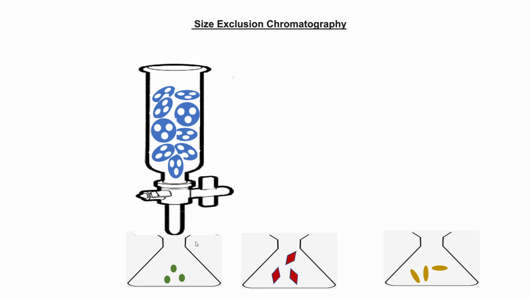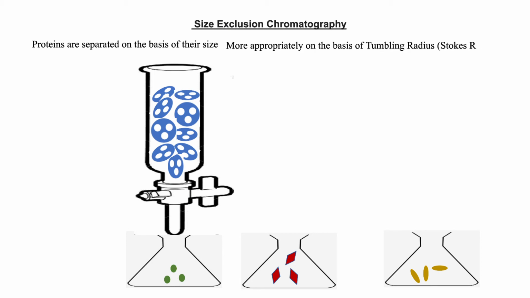That is called size exclusion chromatography, which separates the proteins purely on the basis of size. To be more specific, proteins are separated purely on the basis of tumbling radius or Stokes radius. So tumbling radius and Stokes radius is a more specific answer, and you can simply say it is size, but more specifically it is tumbling radius or Stokes radius.